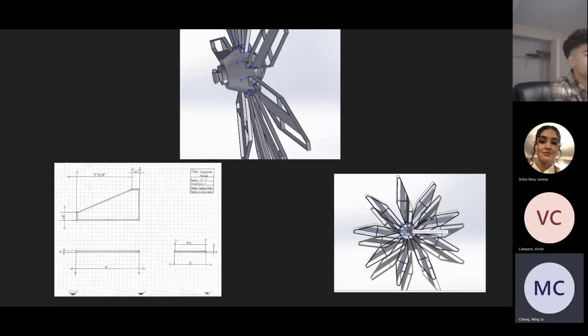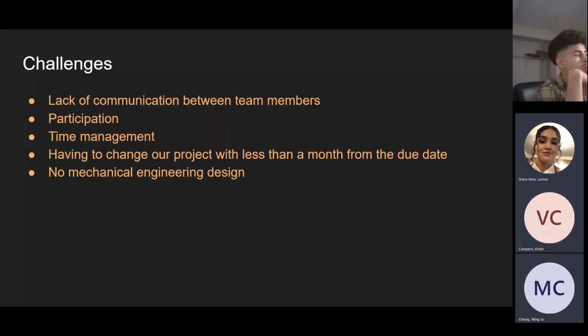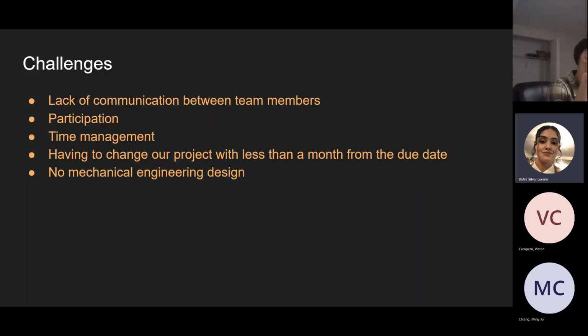And then we did have some challenges. There was a lot of miscommunication and we struggled to participate. We also struggled with time management. And unfortunately, we were only notified that we would have to change our design 3 weeks before the final project was due. And again, unfortunately, none of us had any mechanical engineering design background, so that was also a challenge.